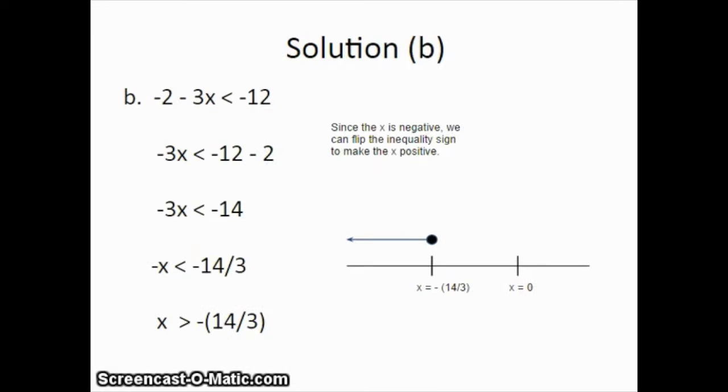For solution B, we apply the same concept. We move the minus 2 over to the right to create minus 3x is less than minus 14. Then we divide the minus 14 by 3 to get minus x is less than minus 14 over 3. Since the x is negative, we can flip the inequality sign to make the x positive, which will leave us with x is greater than minus 14 over 3, shown on this number line.